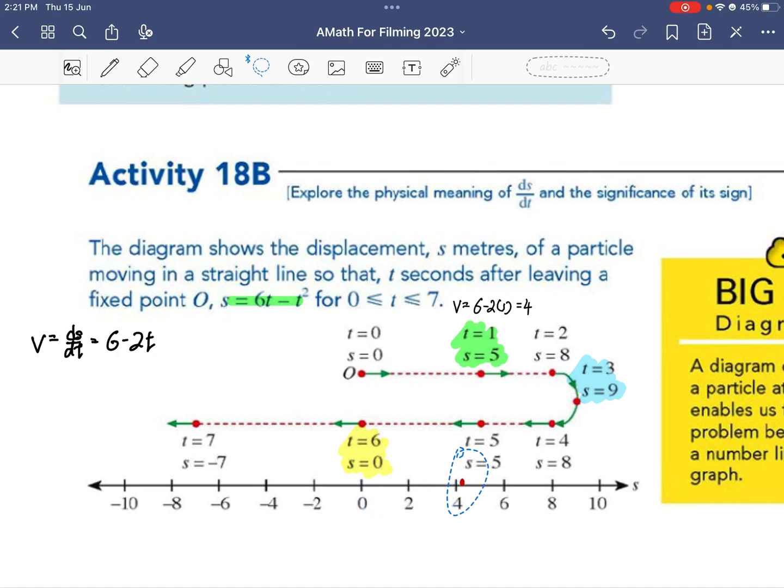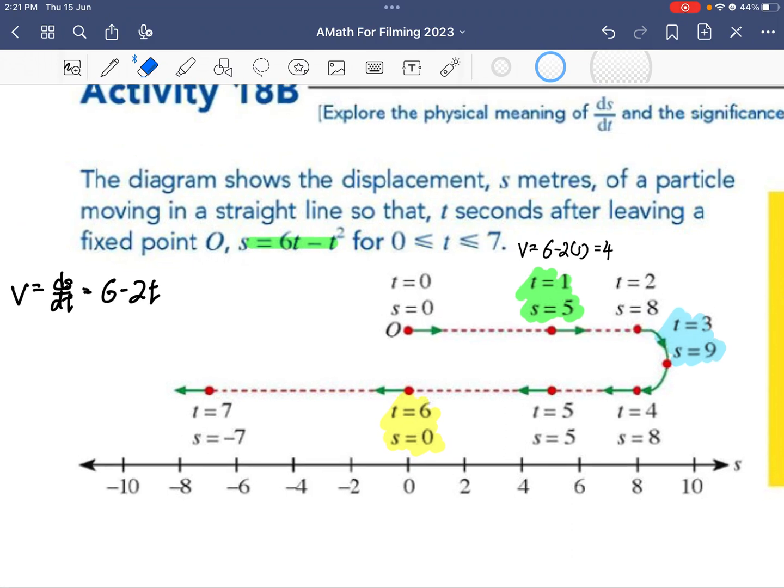So t equals 0 is here. T equals 1, it is here. T equals 2, it comes to here. T equals 3, it goes here. Then t equals 4, it goes backwards, it comes here. T equals 5 is here. T equals 6 is here. T equals 7 is here. I know this looks like a 2D plane, but it's just moving along the same line. But we cannot draw along the same line, that's why I have to draw this U-turn thingy down here.